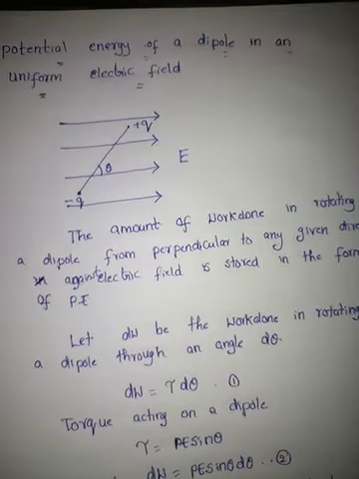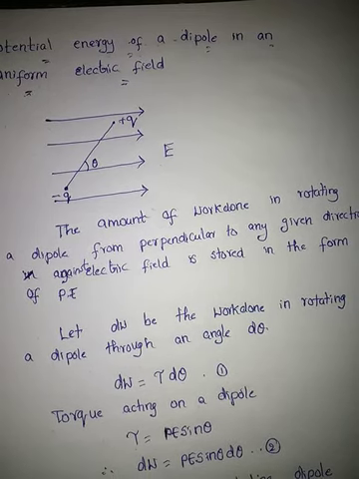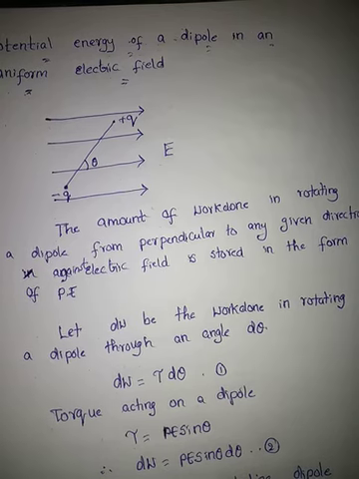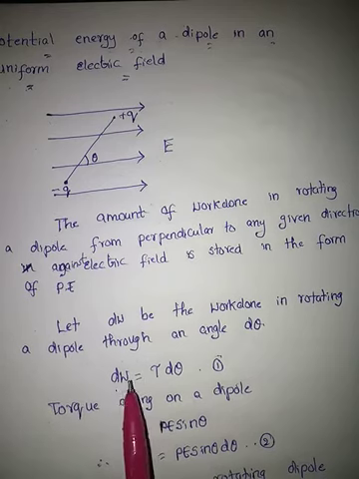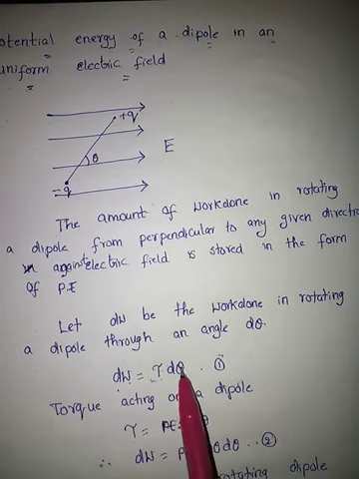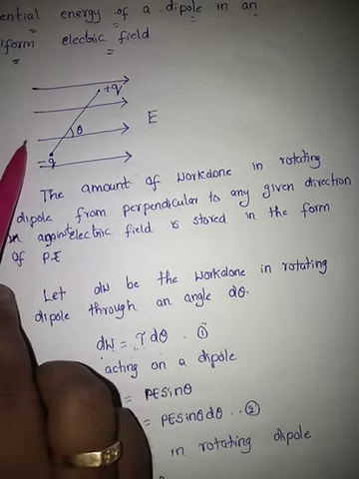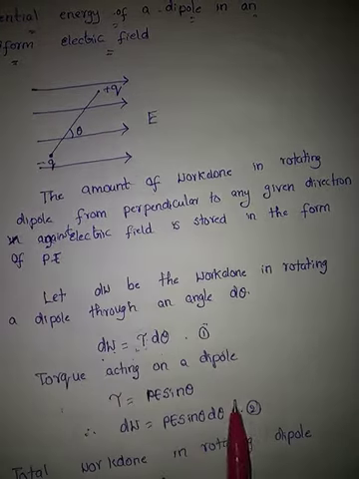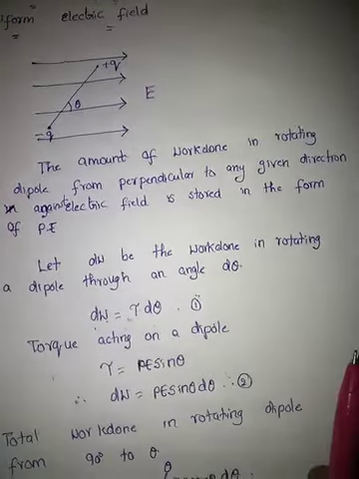See here, what is potential energy? The amount of work done in rotating a dipole from perpendicular to any given direction against the electric field is stored in the form of potential energy. So let's assume that dW is the work done in rotating a dipole through an angle d theta. dW is equal to rotational force into angular displacement, tau into d theta. As we already derived in the first lesson, the torque acting on a dipole, tau, is equal to P sin theta. Therefore dW is equal to P sin theta into d theta.